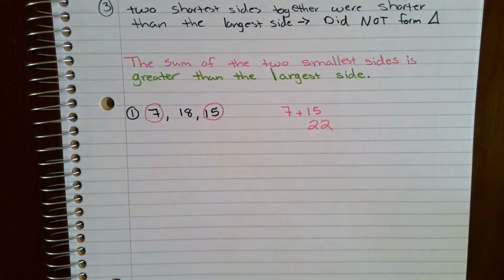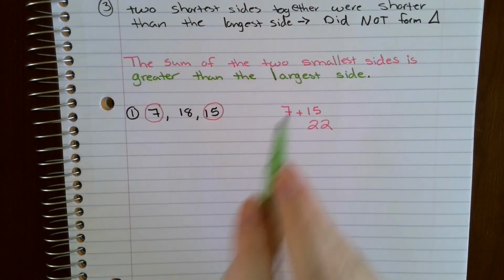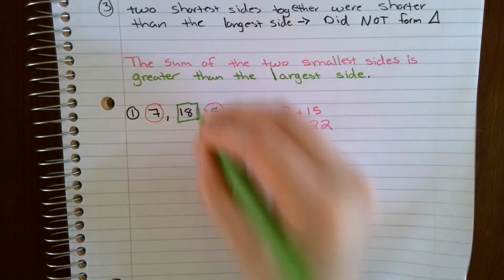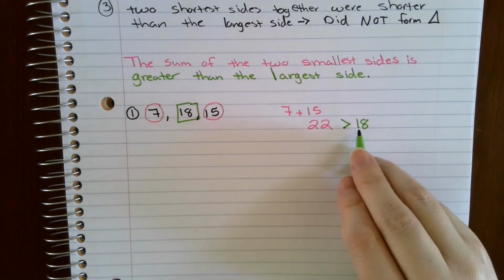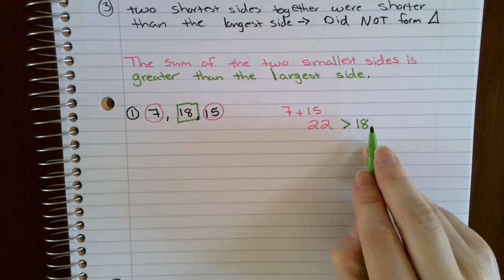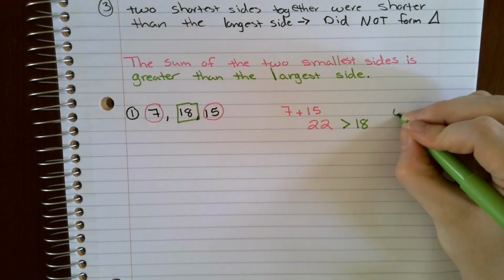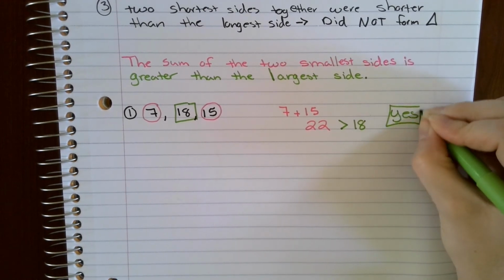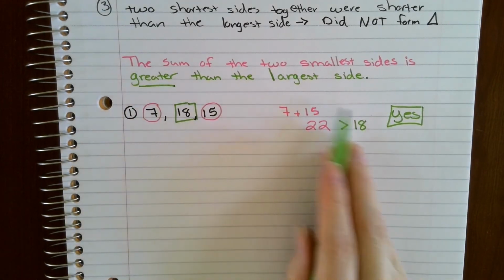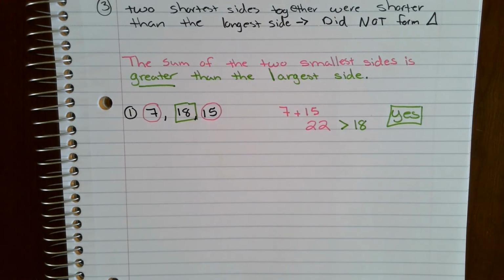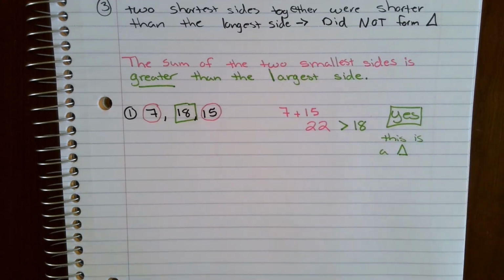So now I need to check, is 22 greater than the largest side? Well, my largest side is 18. So is 22 greater than 18? Is this a true statement? 22 is greater than 18. Yes, this is true. So is this going to form a triangle? Yes. Because it is a true statement, because it is greater than the largest side, it will form a triangle. So this is a triangle.